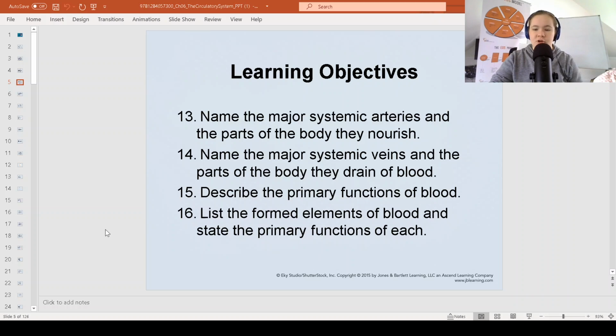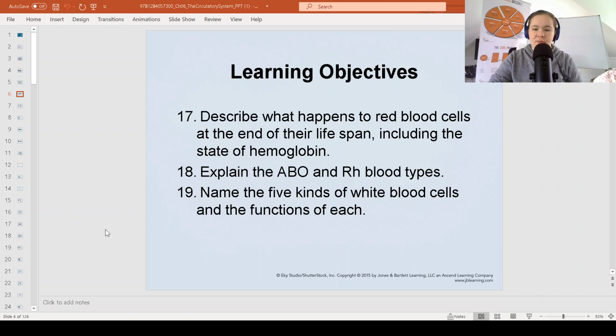Describe the primary functions of blood. List the formed elements of blood and state the primary functions of each. Describe what happens to red blood cells at the end of their lifespan, including the state of hemoglobin. Explain the A, B, and O and Rh blood types.